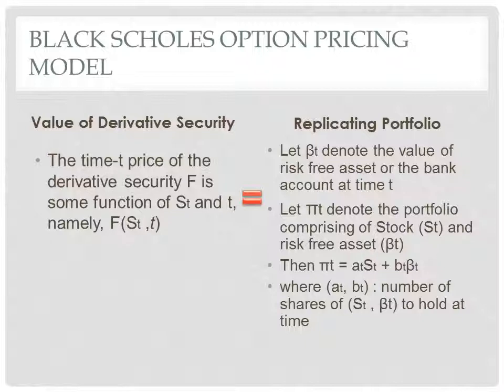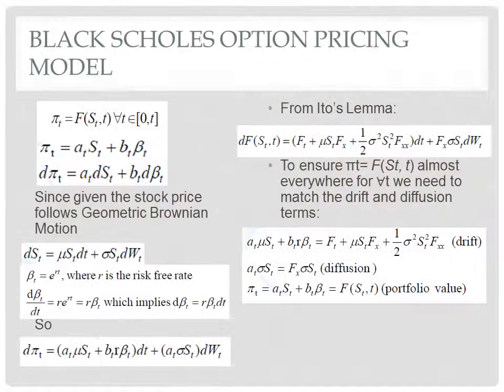Let beta_t denote the value of the risk-free asset, and let Π_t denote the portfolio comprising stock S_t and risk-free asset beta_t. Then Π_t equals a_t S_t plus b_t beta_t, where a_t, b_t are the number of shares of S_t and beta_t to hold at the time. At this time, we should know that Π_t equals f(S_t, t) because the replicating portfolio's value should be equal to the value of the derivative security.